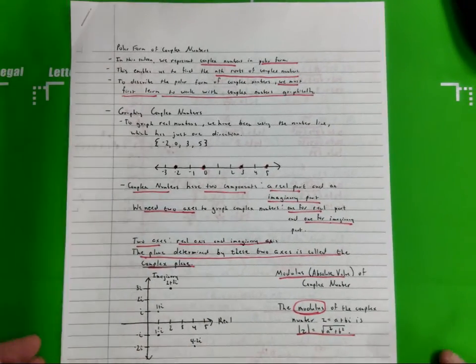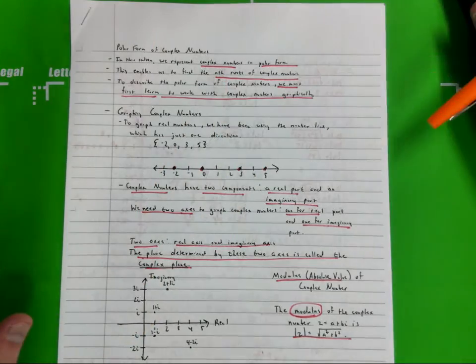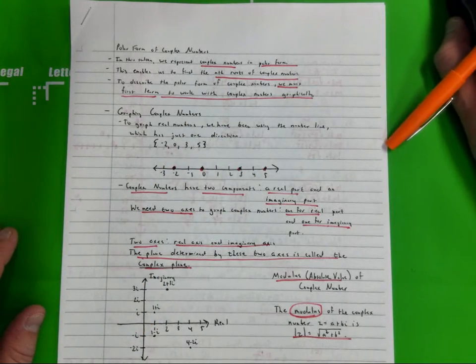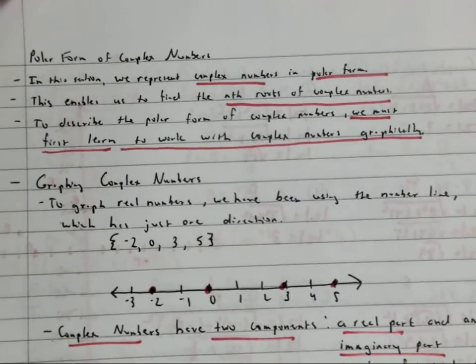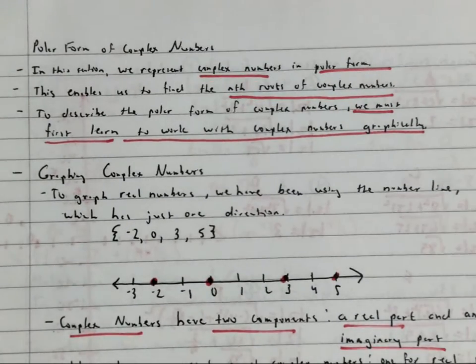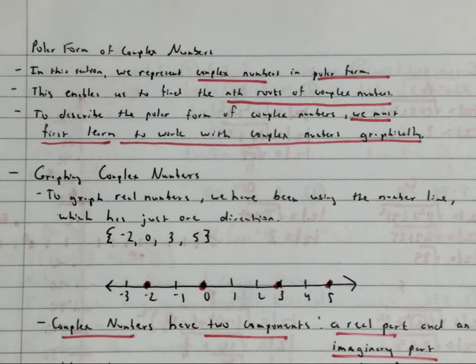In this section, we represent complex numbers in polar form. This enables us to find the nth roots of complex numbers. To describe the polar form of complex numbers, we must first learn to work with complex numbers graphically. Now, we're going to teach you how to graph complex numbers.